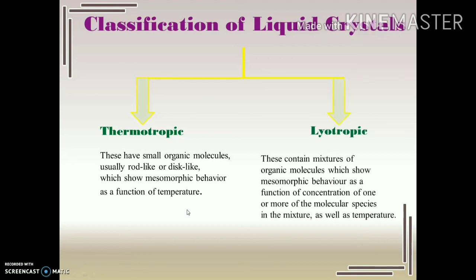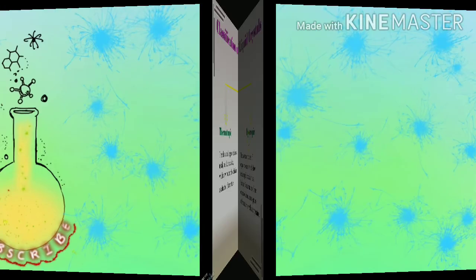The other category or classification type is the lyotropic liquid crystal, and lyo is related to concentration. Whenever the liquid crystal state is getting formed due to the change in concentration of one or more of the molecular species, and the secondary feature is temperature attached to it, but the primary feature is the change in concentration.